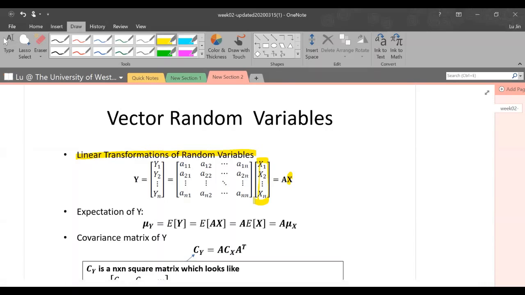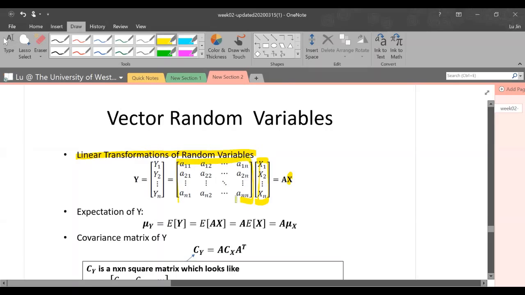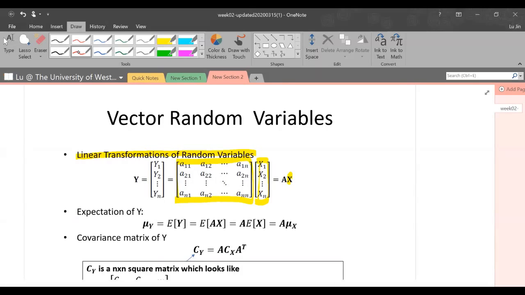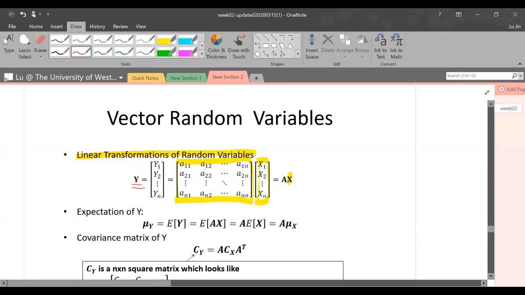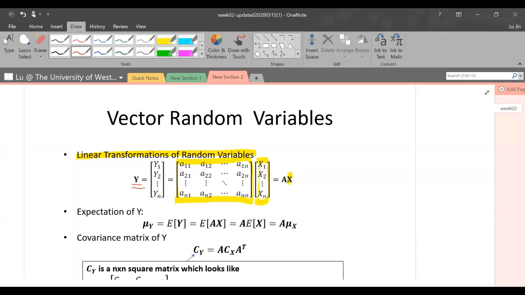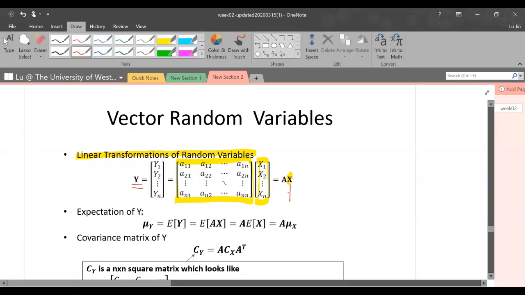The linear transformation means we are using a coefficient matrix to multiply this x vector to produce another vector y. In the y vector, there are also n random variables inside. This means we linearly transform the x vector to the y vector by using the transformation matrix A. So this is the so-called linear transformation.